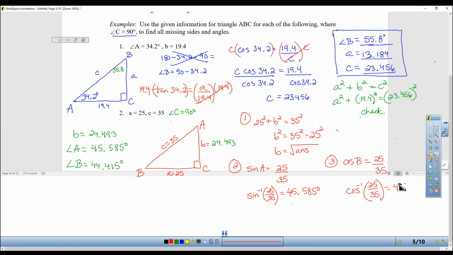And that will come out to be 44.415 degrees. And that's number 2.